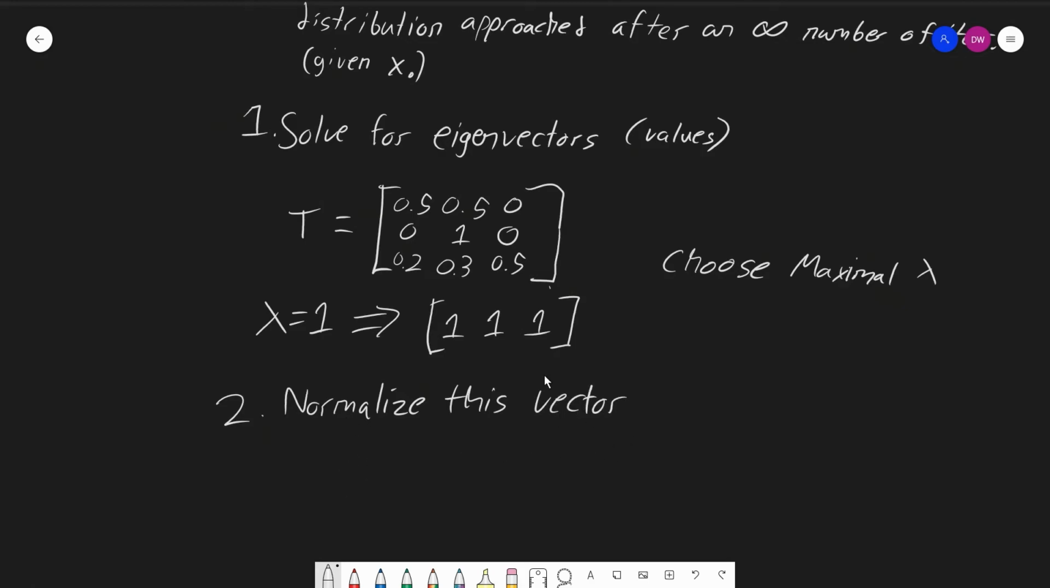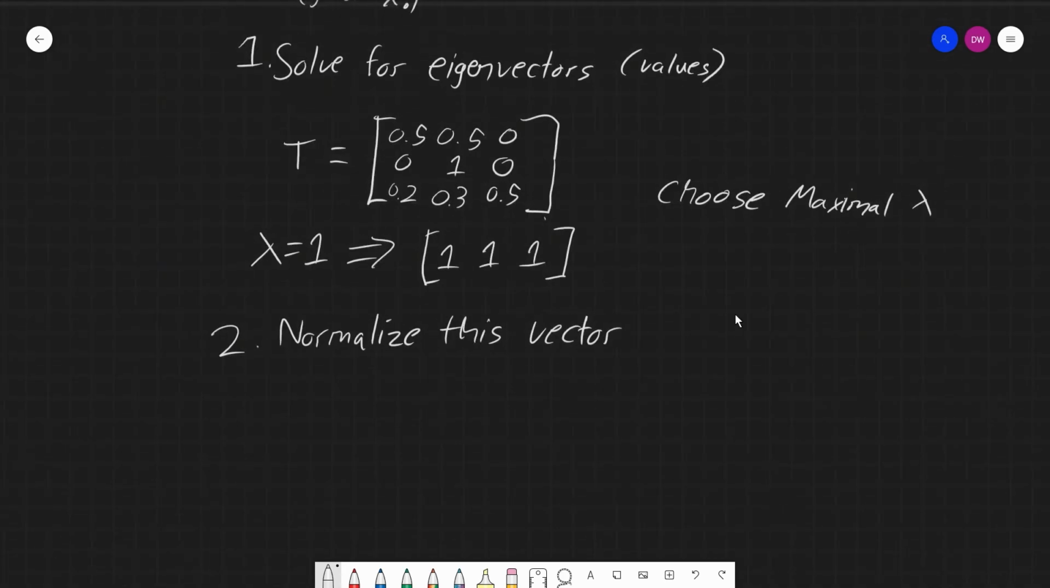You should hopefully know what normalizing means, but I'll run you through it real quick. Basically, we need this to sum to 100 while keeping the same proportions. There's a particular formula, but in this case, it's so simple. I'm just going to do it and say that the stationary distribution equals 1/3, 1/3, 1/3.